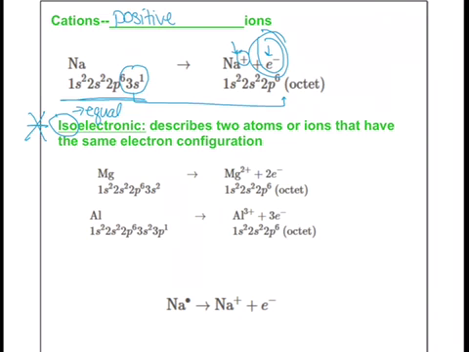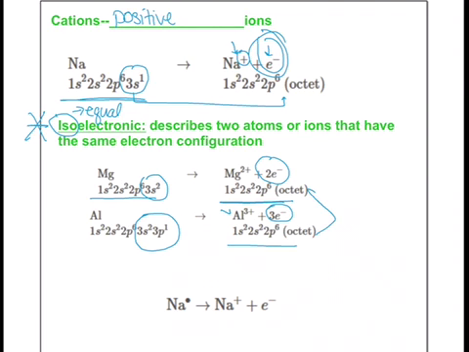So they have the same electron configuration. When magnesium goes from having those 3s2 valence electrons and loses the 2 electrons to form Mg2+, its electron configuration is now 1s2, 2s2, 2p6. And then aluminum has 3 valence electrons, and when it loses those 3 valence electrons to become Al3+, its electron configuration is 1s2, 2s2, 2p6.